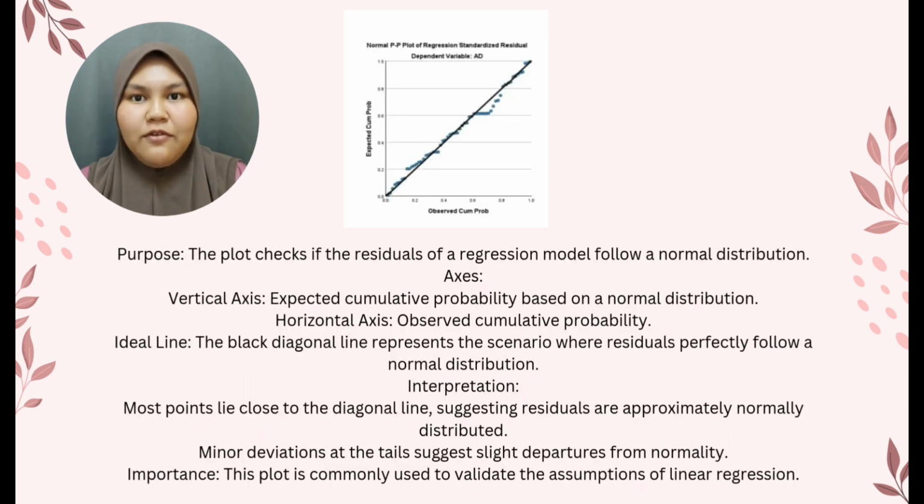regression. For the dependent variable, the purpose of the plot is to check if the residuals of a regression model follow a normal distribution. The vertical axis is the expected cumulative probability based on a normal distribution. The horizontal axis is the observed cumulative probability. The ideal line, the black diagonal line, represents the scenario where residuals perfectly follow a normal distribution. For the interpretation, most points lie close to the diagonal line, suggesting residuals are approximately normally distributed. Minor deviation at the tail suggests slight departure from normality. The importance is that the plot is commonly used to validate the assumption of linear regression.